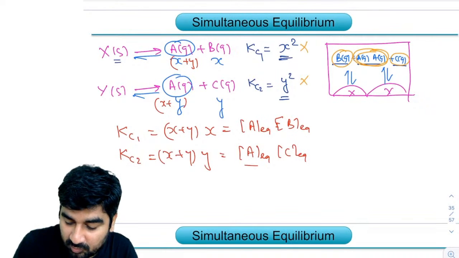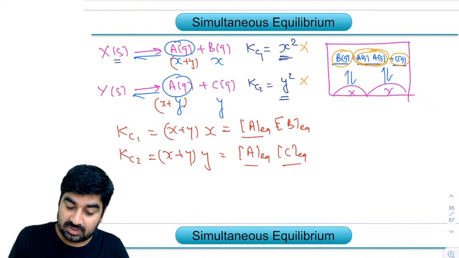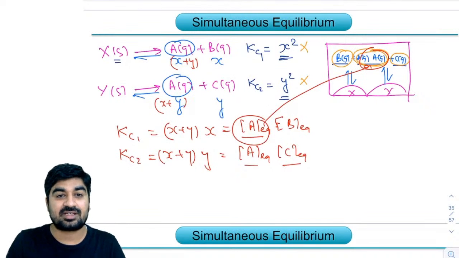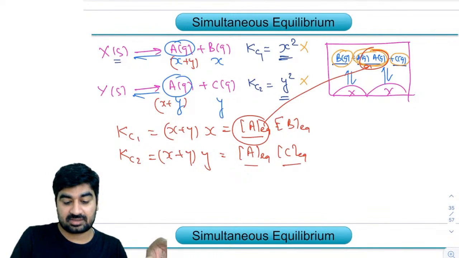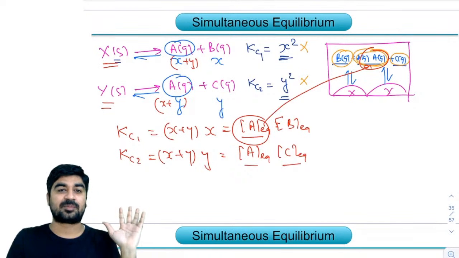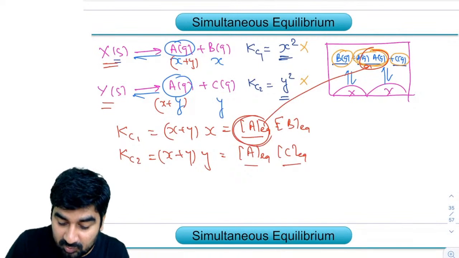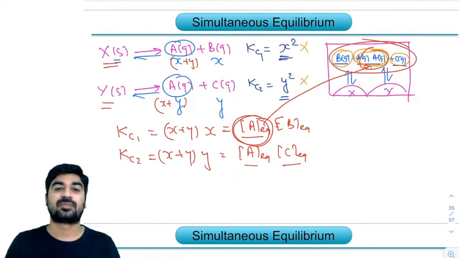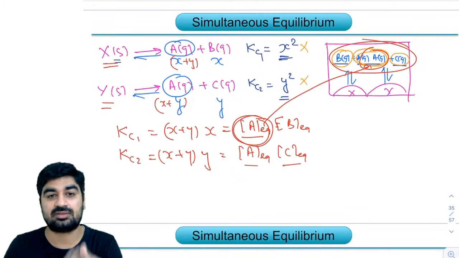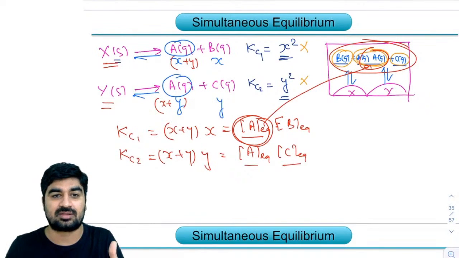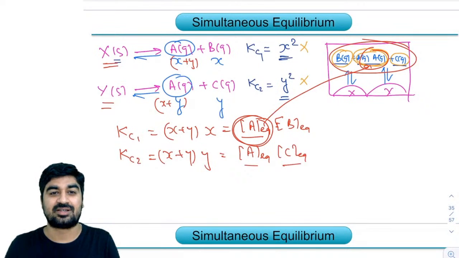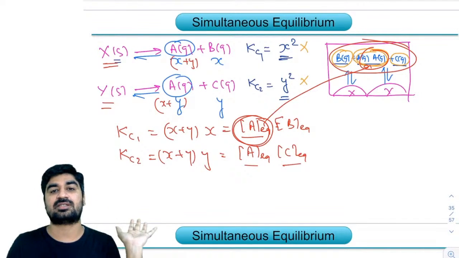In this case, this concentration is that concentration which is present in the container. It has nothing to do with whether it has come from X or from Y. It should be that amount which is present in the container. If it is a liquid solution, suppose there is H plus coming from two acids, then you have to take the total H plus present in the solution.